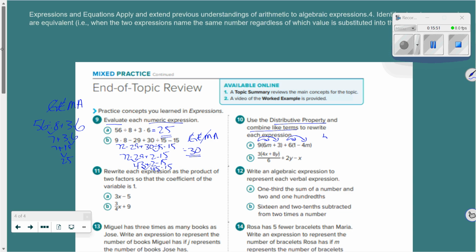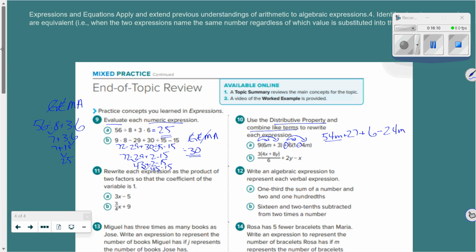That gives me 54m plus 9 times 3 is 27. My sign is a plus between them. 6 times 1 is 6. Don't change the sign, it's subtraction. 6 times 4m gives me 24m. Now I'm ready to combine my terms.